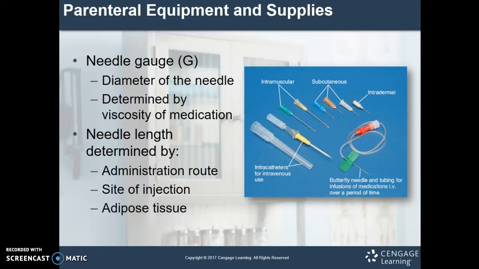Finally, the amount of adipose tissue the patient has, such as the amount of fat in the area where the injection is being administered, will also play a role. Patients with more fat will need a longer needle than patients with less. Table 32-4 provides specific needle lengths based upon the route of administration, the location of the injection, and the size of the patient.